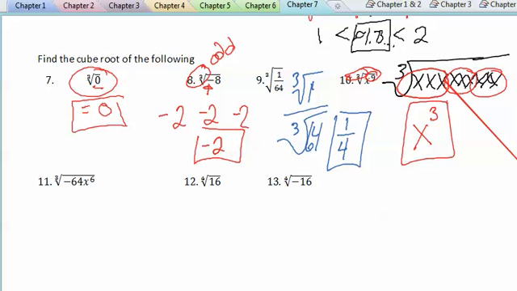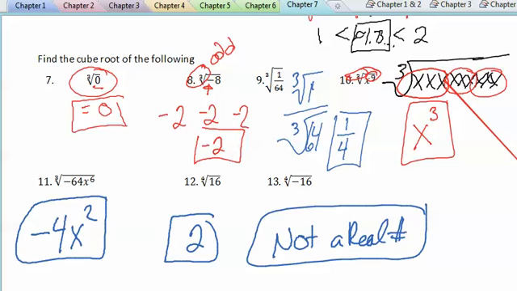Go ahead, pause the video, and do 11, 12, and 13 and see if you come up with the right answer. All right, number 11 is negative 4x squared. 12 is 2 and 13 is not a real number. And again, it's because our index is even, and we can't have a negative under an even index.